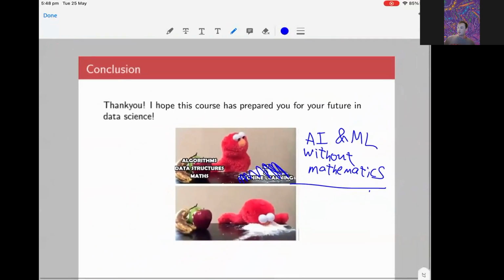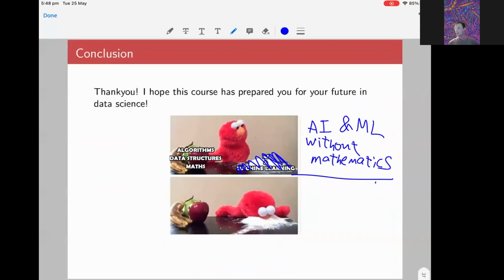So maybe that's the lesson we can take from this, because artificial intelligence and machine learning are certainly important fields, but maybe the correct way to approach artificial intelligence and machine learning is with proper training in the core mathematics, the mathematics that we've actually been dealing with this semester.